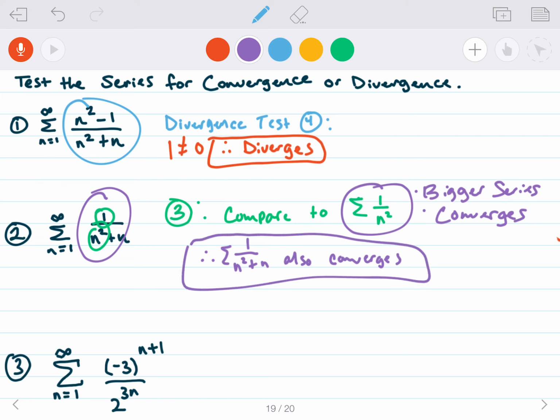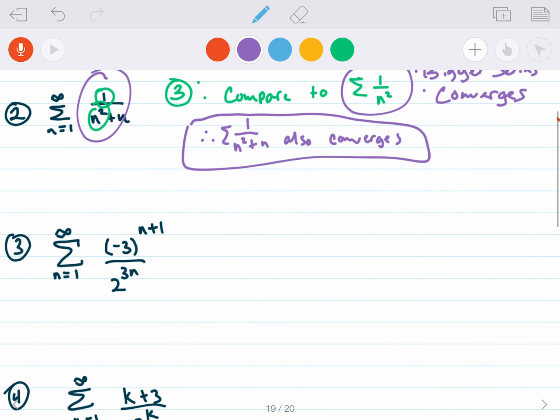Okay, so that was that. Let's look at number 3. Which test do you think we should use? What kind of vibes is this giving you? Is it giving you comparison test vibes, or geometric series, or ratio test? Again, there are multiple ways to do these problems, so if you're seeing something different than I am, but it still makes sense logically, then go for it.